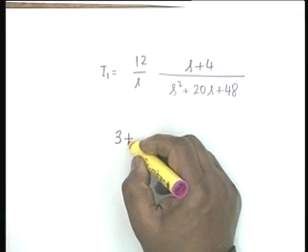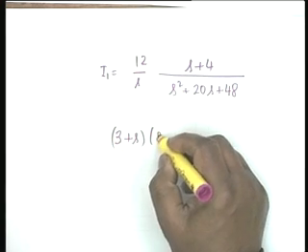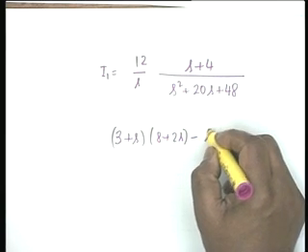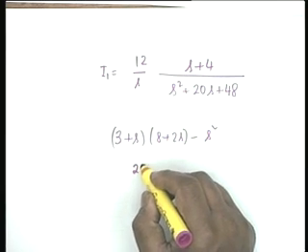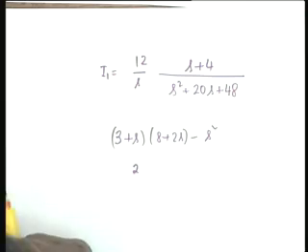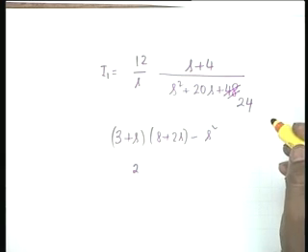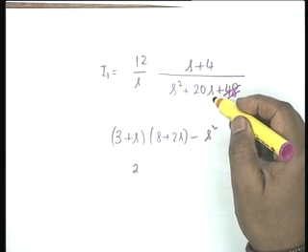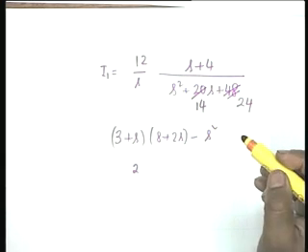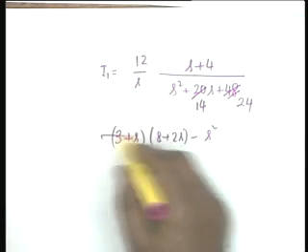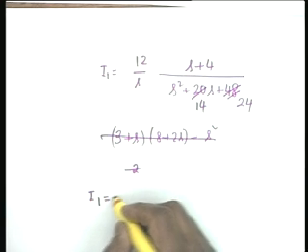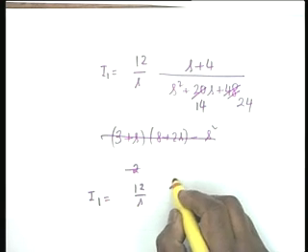Just a minute, let me check. 3 plus S, 8 plus 2S minus S squared. So 20, oh yes, I made a mess. This is 24, this is 24 and this is 14. Now 12 and 2, oh wonderful. Therefore I1 equal to 12 by S, S plus 4.